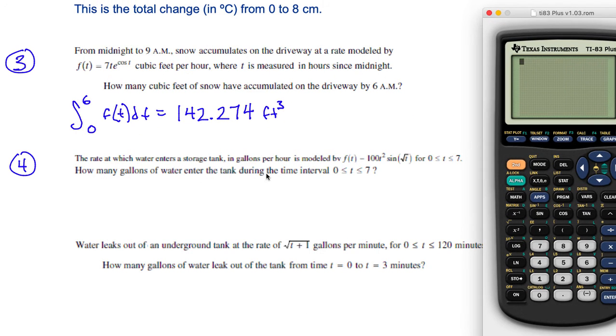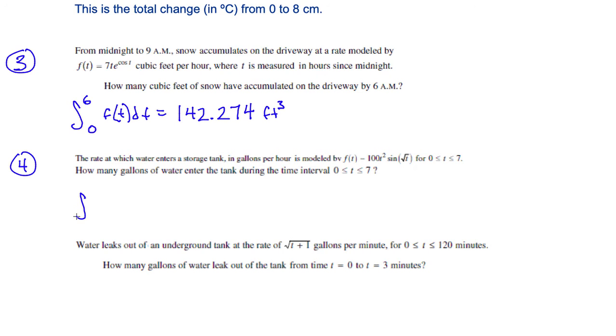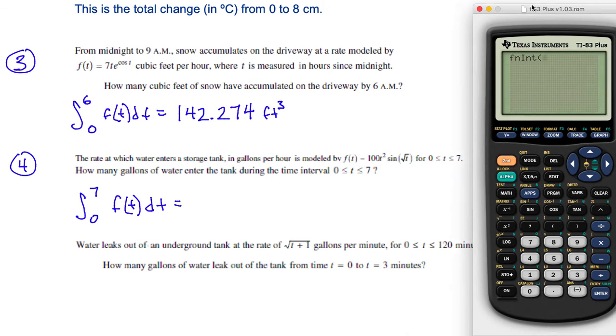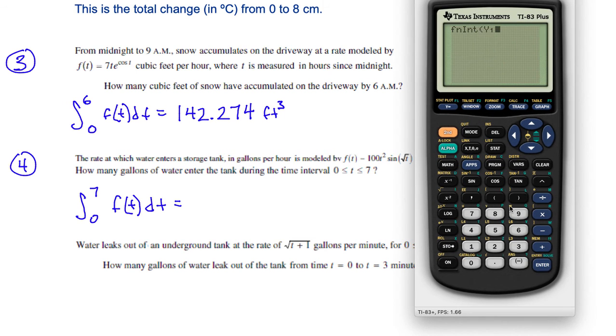How many gallons enter the tank? So I'm looking for the integral between 0 and 7 of that f of t dt. On our calculator, again, math 9, getting pretty repetitive, vars right, enter, y1 with respect to x from 0 to 7. Why is it giving me an error here? Oh, I did y2 instead of y1. Oops. So I come back here and replace that with y2. Vars right, enter 2. Now that'll work.